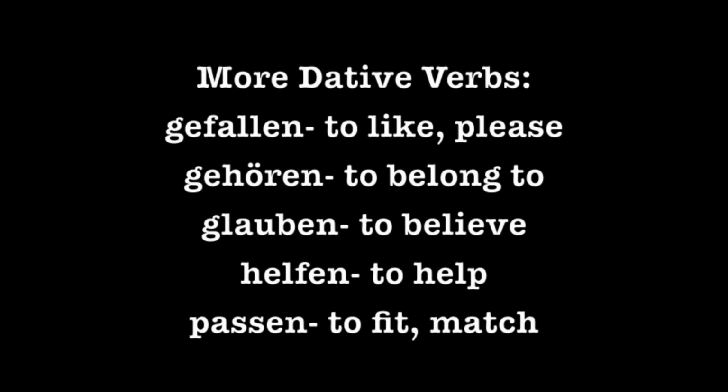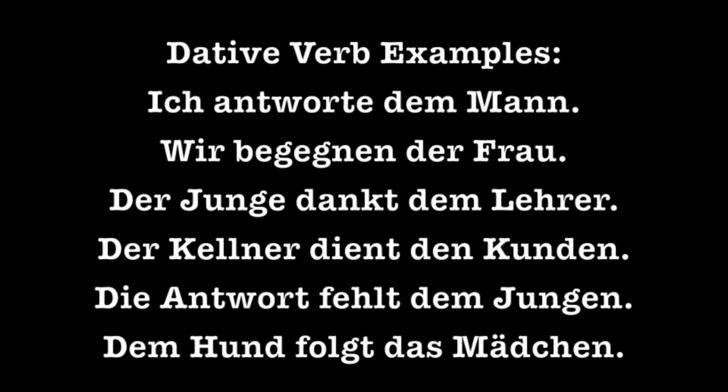Some more dative verbs would include gefallen, which means to like or please, gehören, to belong to, glauben, to believe, helfen, to help, and passen, to fit or match. Some examples using these verbs would include: Ich antworte dem Mann, I answer the man. In this sentence, we don't have a direct object, we just skip over and go straight to the dative case, dem Mann. Wir begegnen der Frau, we are meeting the woman. Wir is the subject, and the object of the dative verb is der Frau.